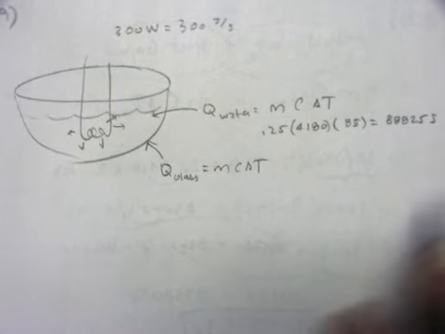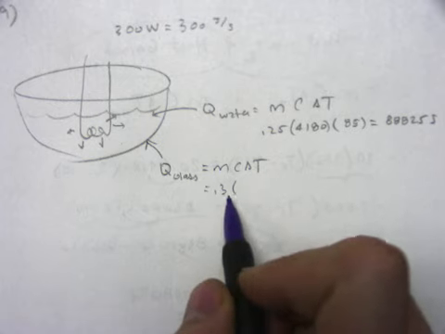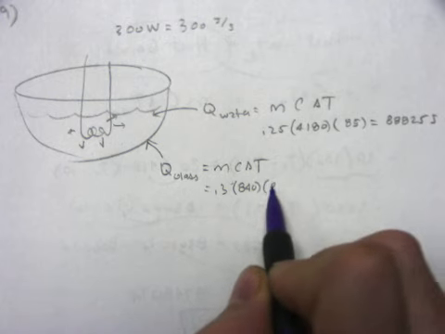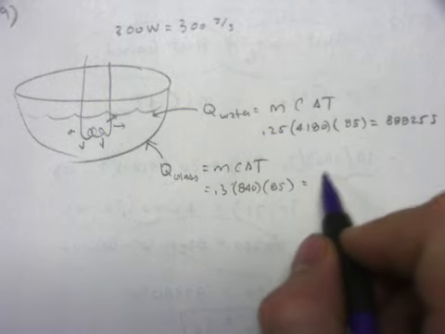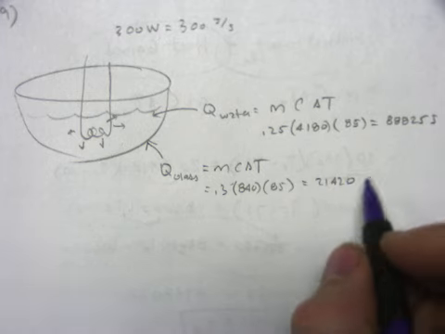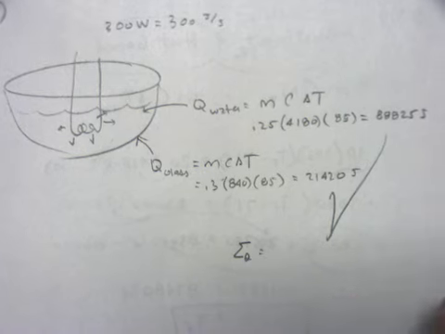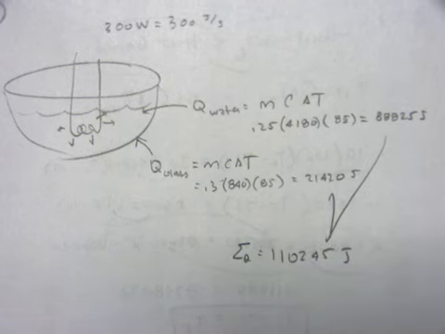Now for the glass, the mass of the glass is 0.3. The specific heat of glass is 840. And the change in temperature is also 85. So 0.3 times 840 times 85 is 21420 joules. So my total amount of heat is, add them together, and I get 110245 joules. That's how many joules it takes for me to raise the temperature of this stuff.